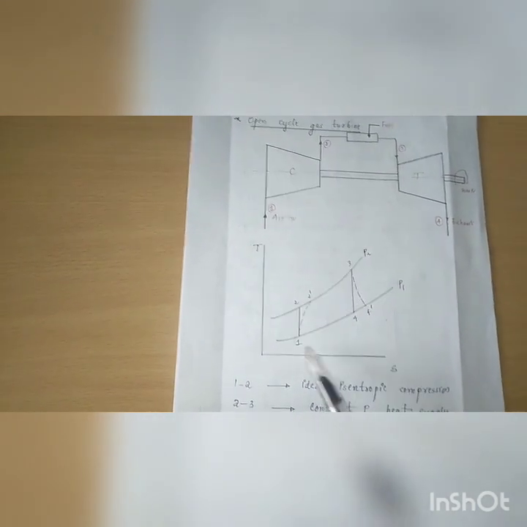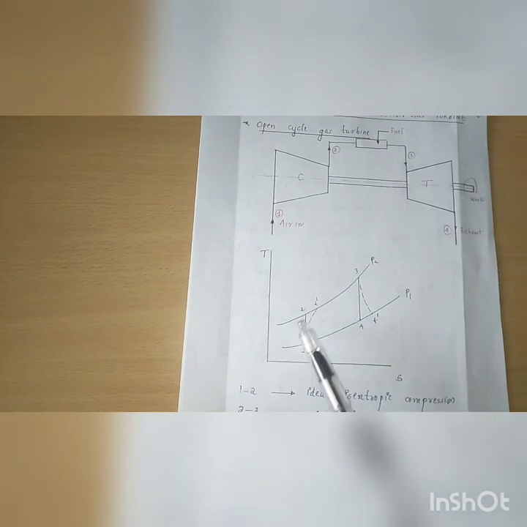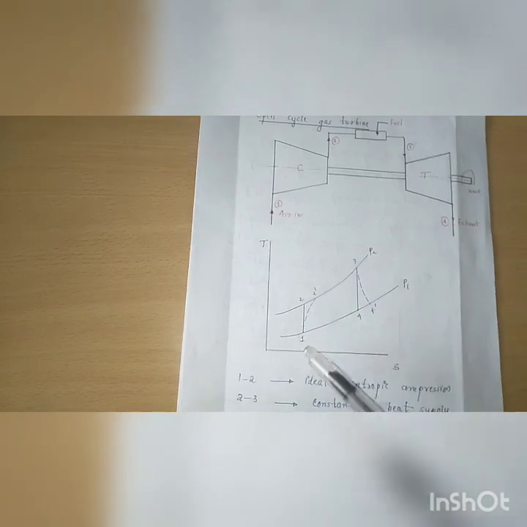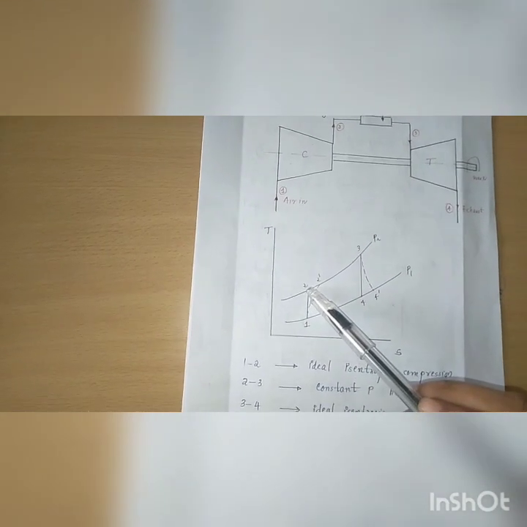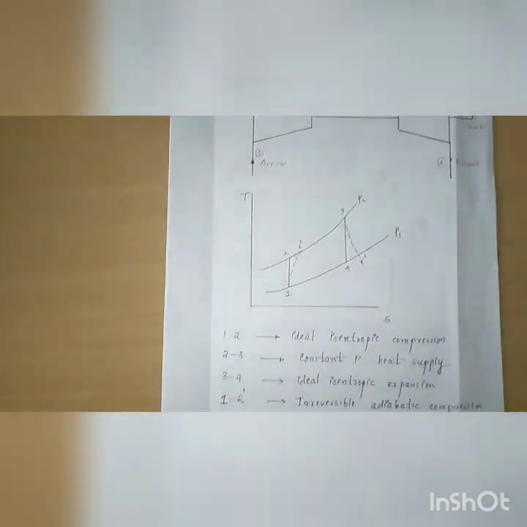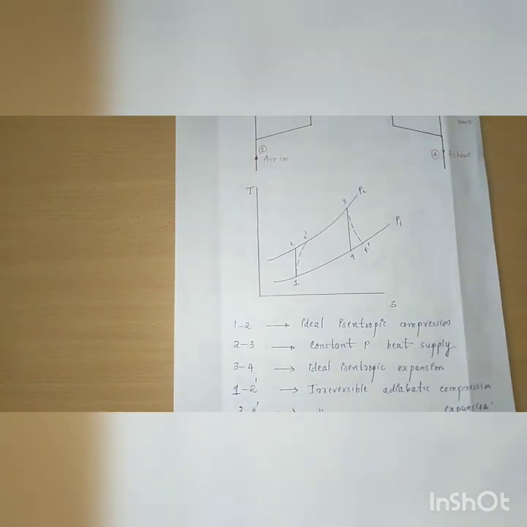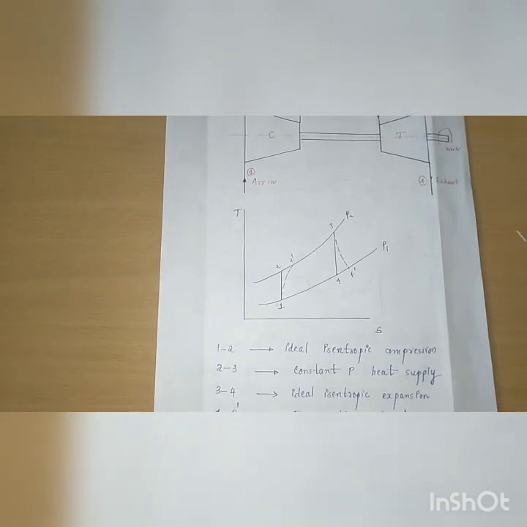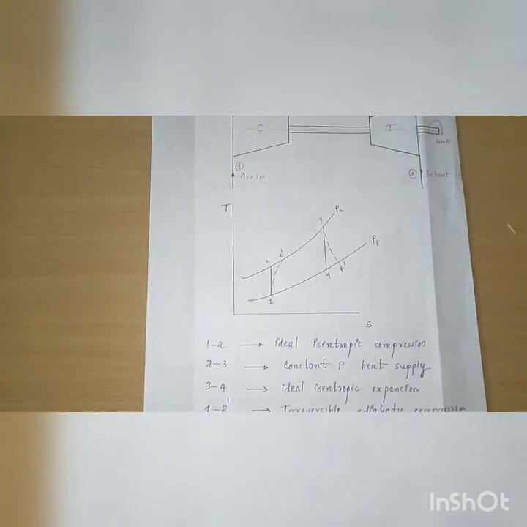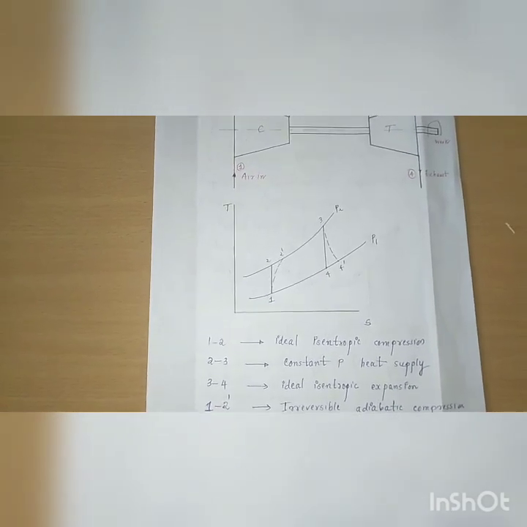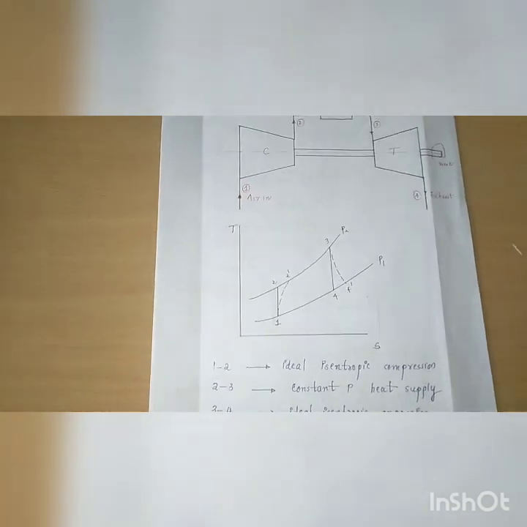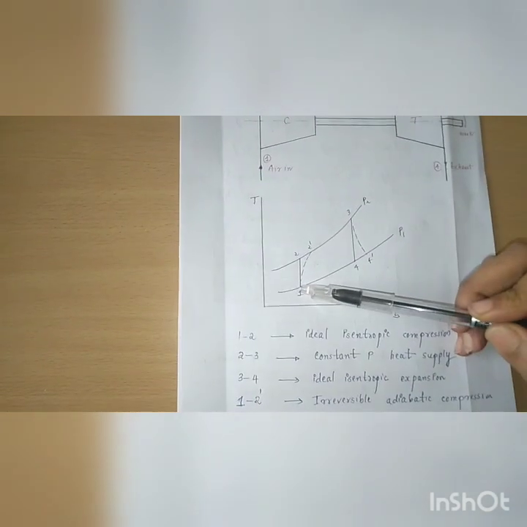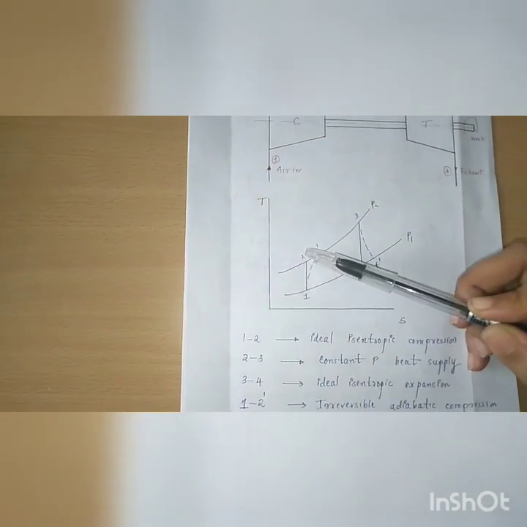The compressor compresses the air. When it is compressed, obviously there will be an increase in pressure and also an increase in temperature. So in the ideal case it is compressing from point 1 to point 2. But when we are considering the actual case, by considering some losses and all, it is compressing from 1 to 2 dash. In the ideal case it is 1 to 2.